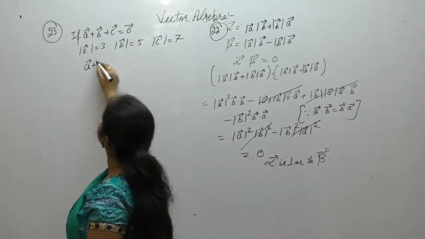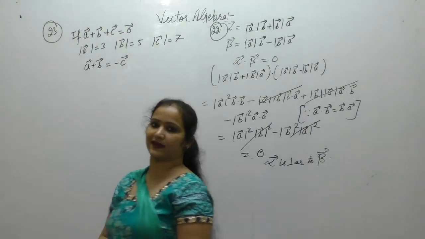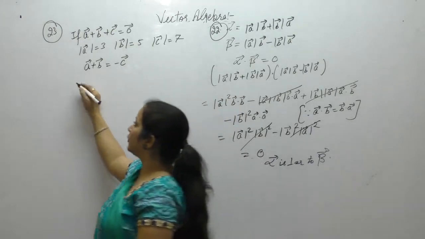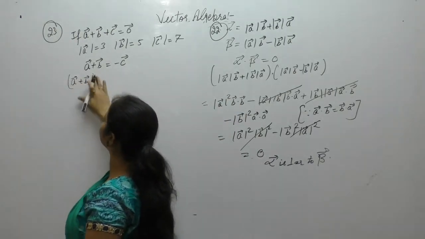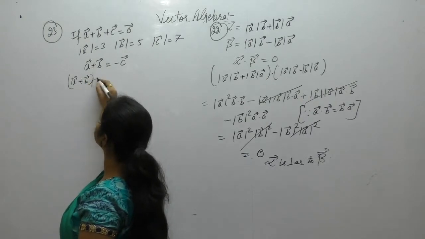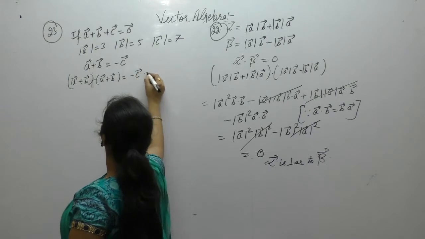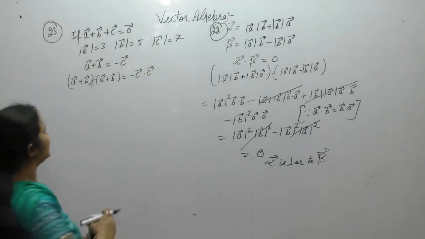Now first we can write it as this. A plus B plus C vector is equal to 0 vector. So we will write it as this. If we want to find the angle, then we have to take the dot product, or we can say squaring both sides. Minus C vector dot minus C vector.